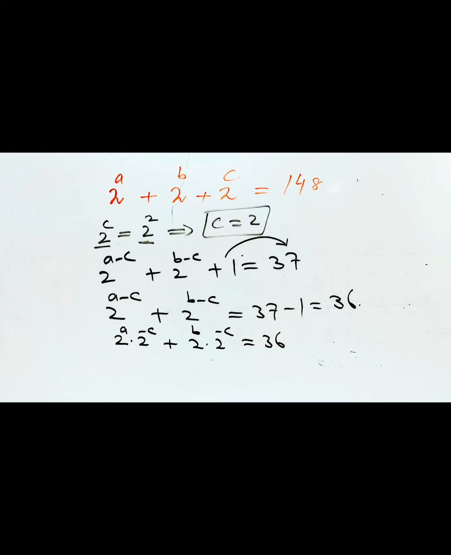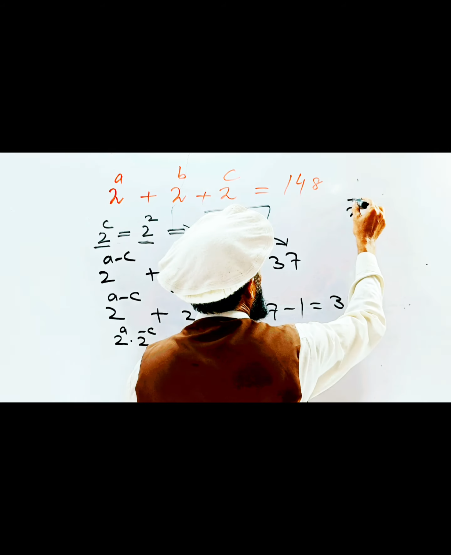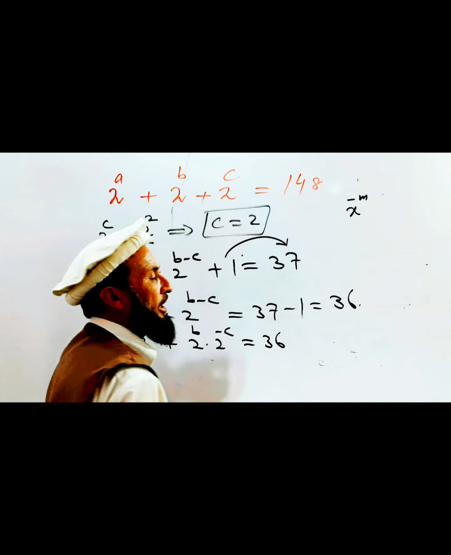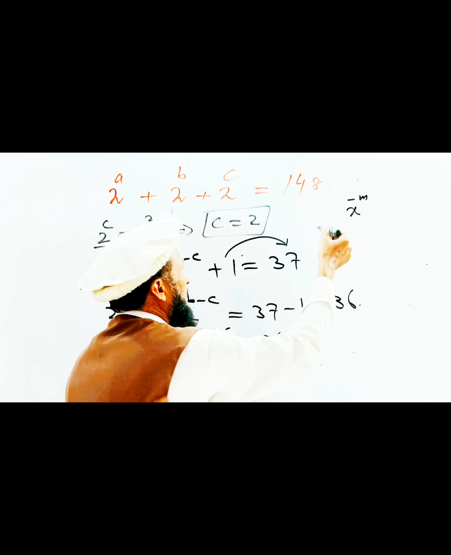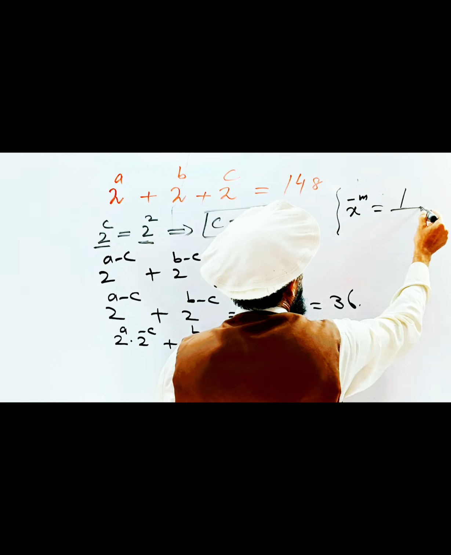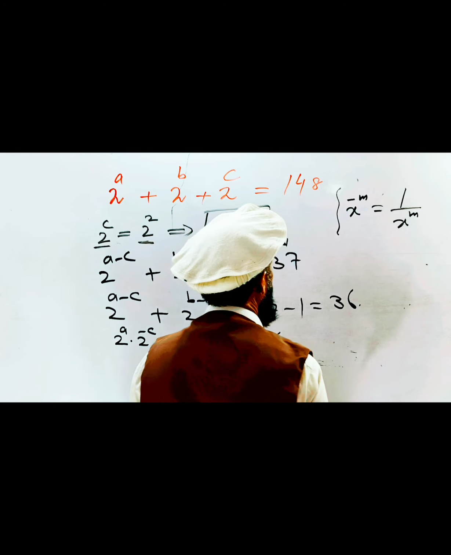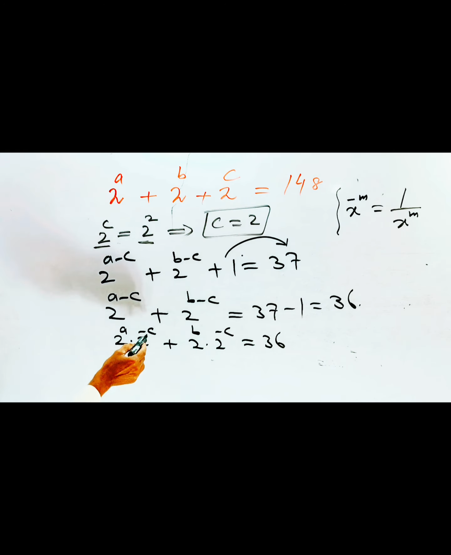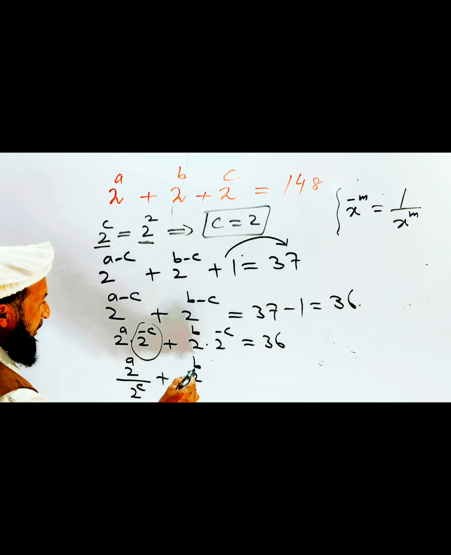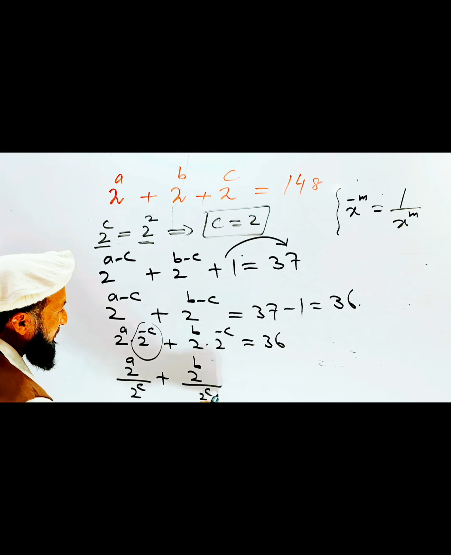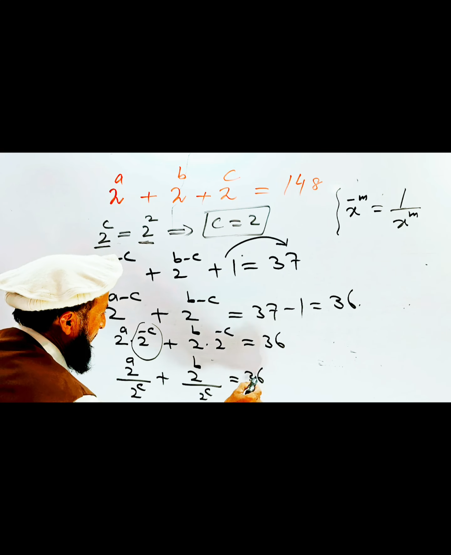Further, now we change this according to the rule of x exponent of minus m, changing it into the positive form, so we can write x exponent of m. According to this rule, we change 2 exponent of minus c: 2 exponent of a divided by 2 exponent of c plus 2 exponent of b divided by 2 exponent of c is equal to 36.